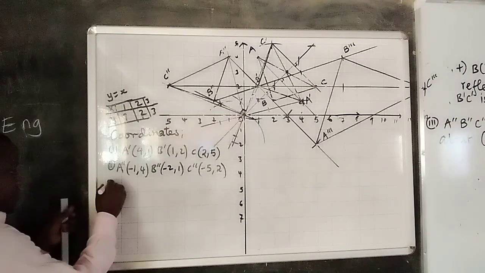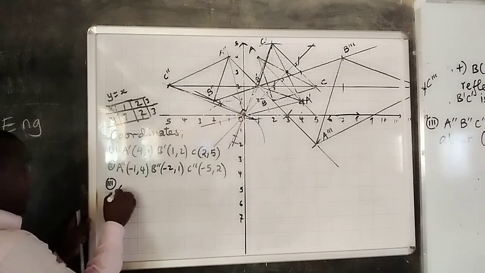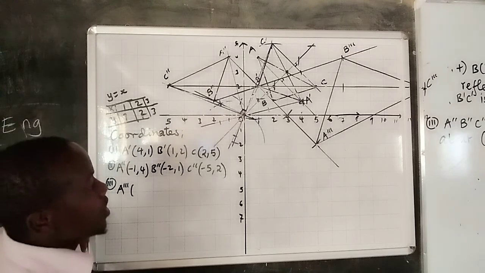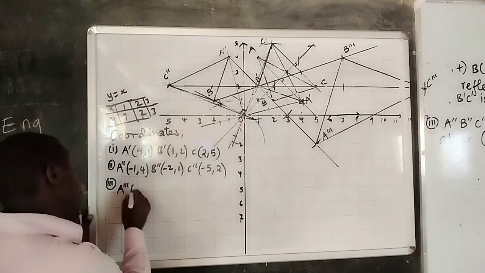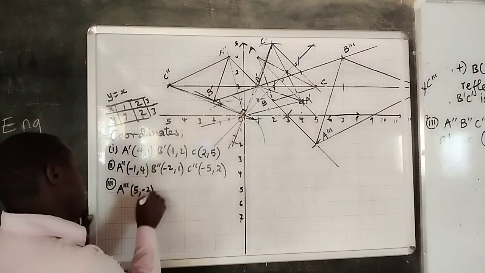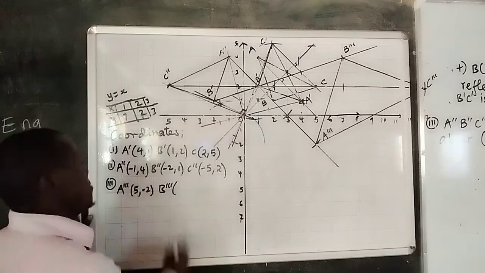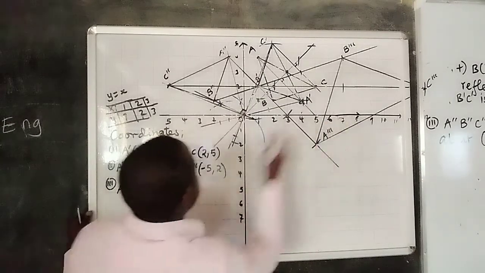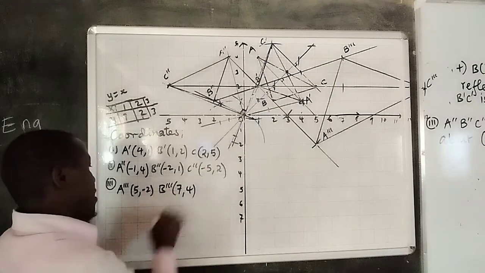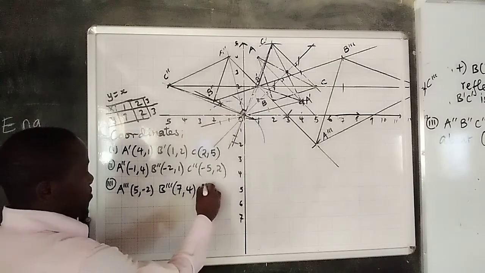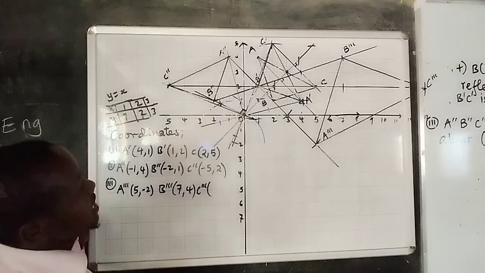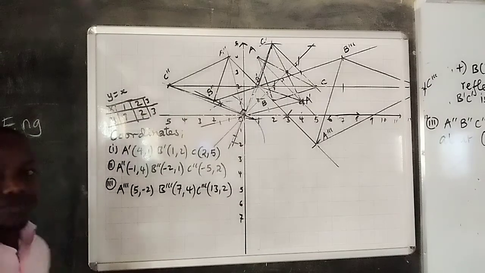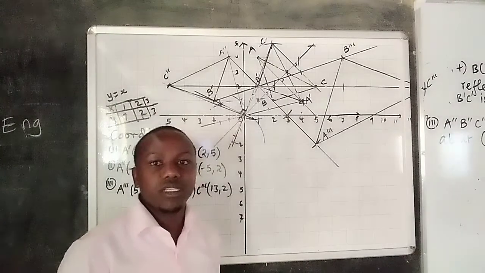Lastly, A triple prime is coordinate (5, -2). B triple prime will be (7, 4). And lastly, C triple prime is (13, 2).